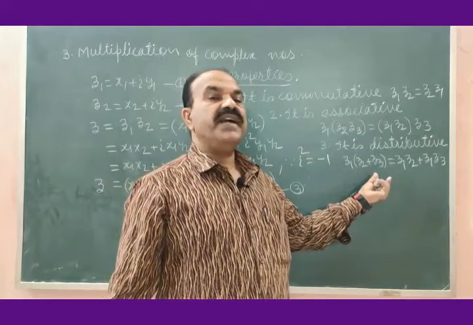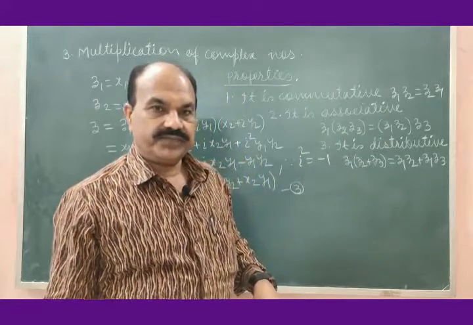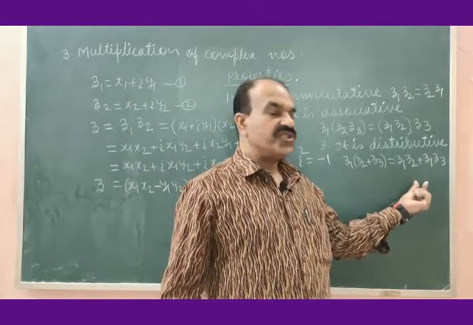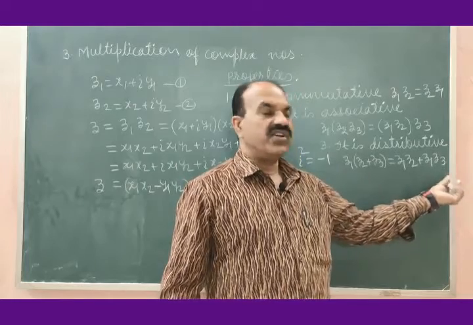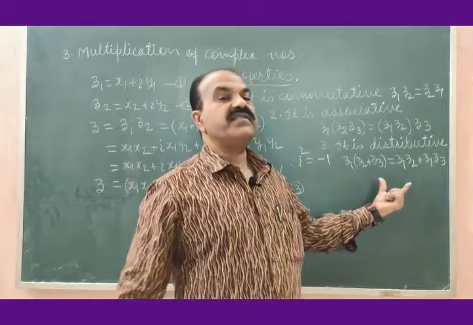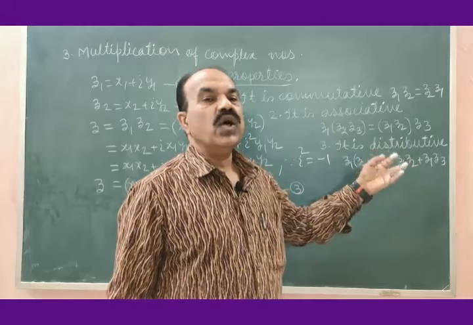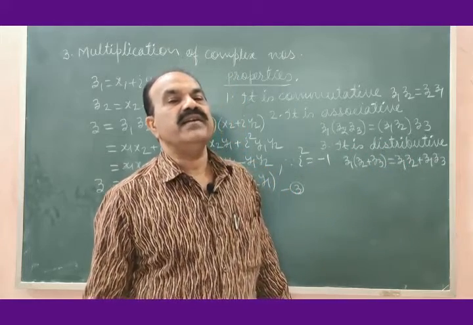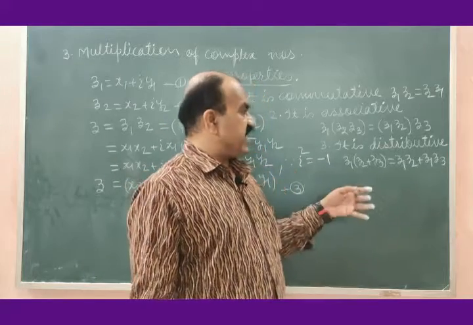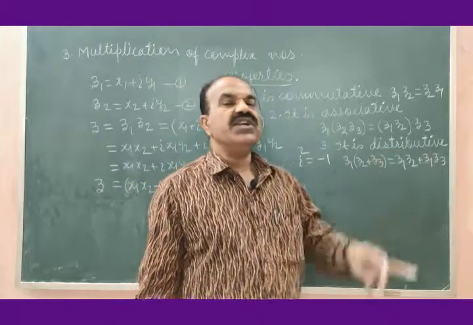Z1 plus Z2 added with each other, then product of this addition is taken with Z on LHS. On RHS, product of Z1 Z2 is taken, product of Z1 Z3 is taken, and these two products are added together. If these two sides are equal, it means that the law of distribution is obeyed by the product of complex numbers. It means that the multiplication of complex numbers is distributive.